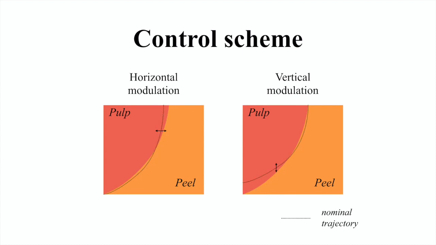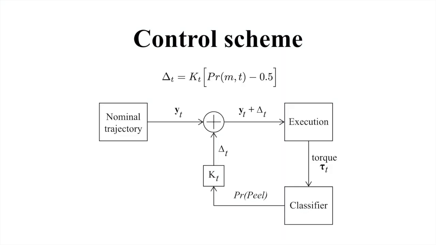In our experiments, we use a simplified motion correction scheme along a single Cartesian axis, in which the first half of the scooping motion is modulated horizontally, and the second half of the execution is modulated vertically. In each case, when the probability of the peel increases, the knife would deviate towards the pulp region. More complex schemes of modulation are possible, for example, modulation in the direction normal to the nominal trajectory on the two-dimensional movement projection. The local correction to the current point on the Cartesian path of the nominal trajectory is given by the probability of the knife being in either of the mediums.